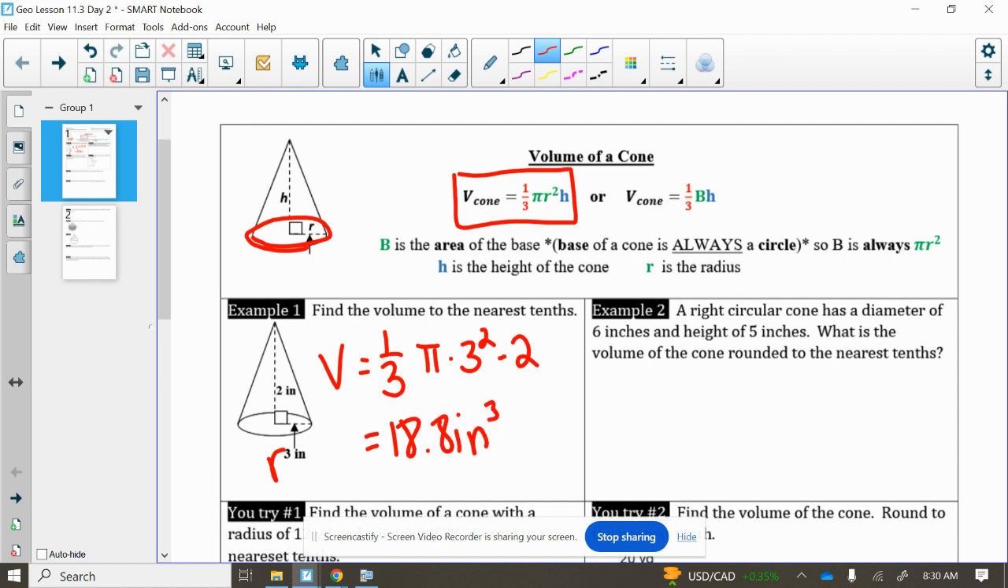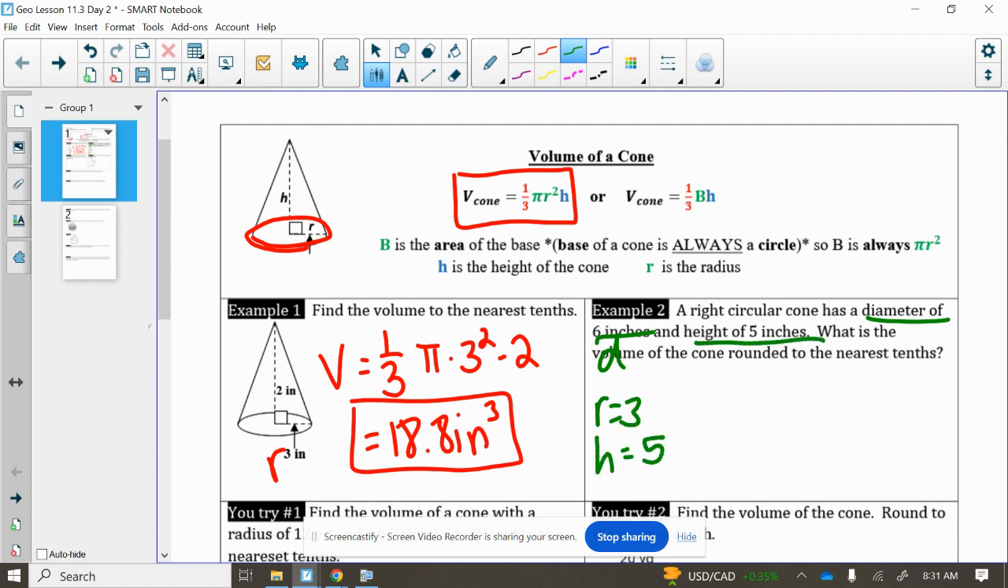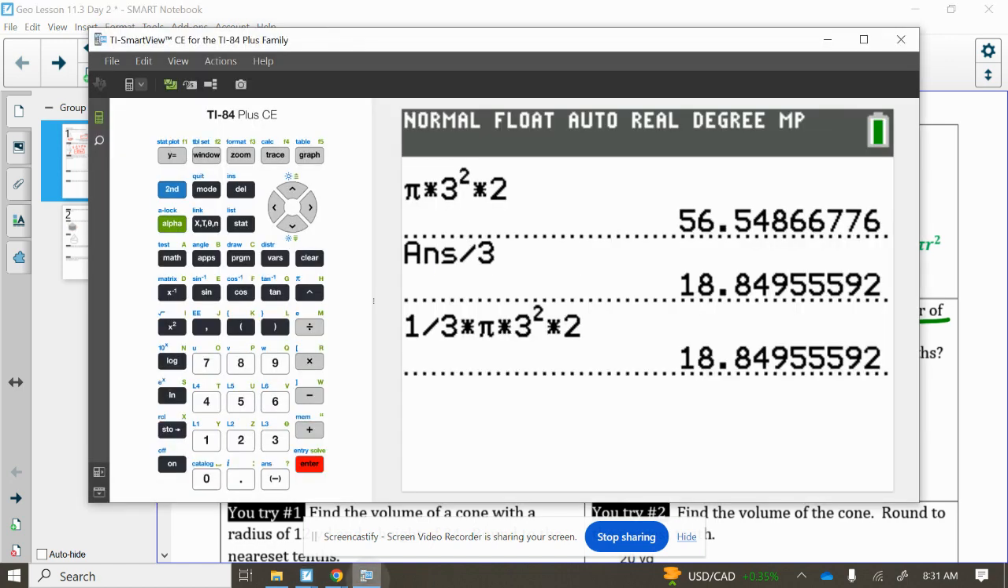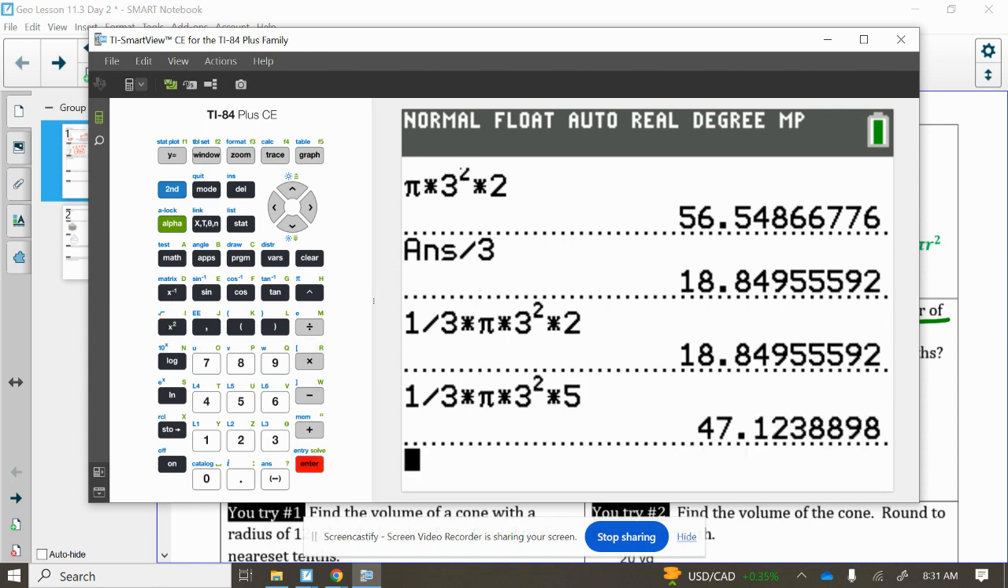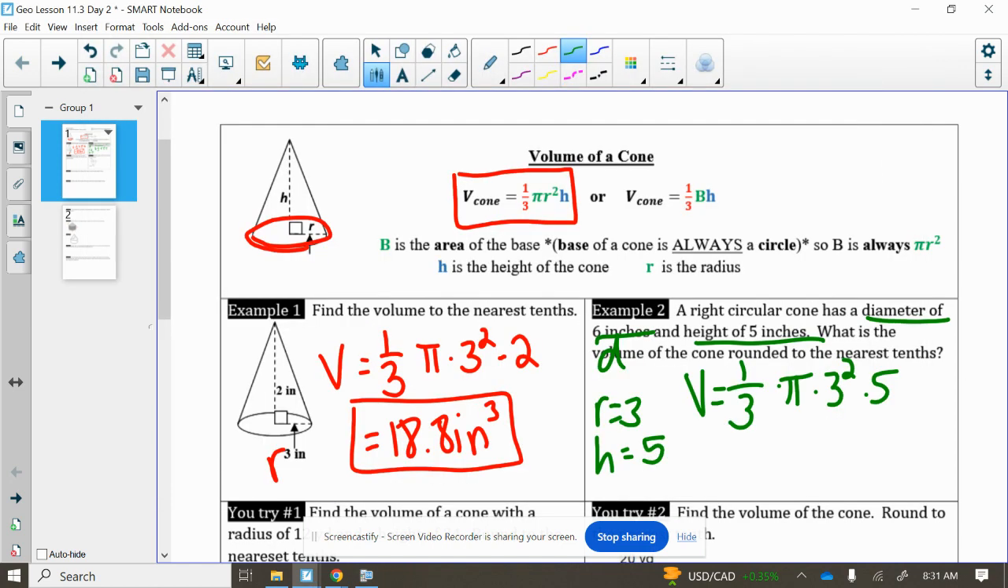In our second example, we are given verbally, in words, what's happening as opposed to a picture. This time we're given a diameter, which is 6 inches. So we know the radius is 3, height is 5, and the volume then we would want to calculate doing 1/3 times pi times our radius squared times our height. So 1/3 times pi times that radius value of 3 squared times the overall height of 5. We get about 47.1 this time.